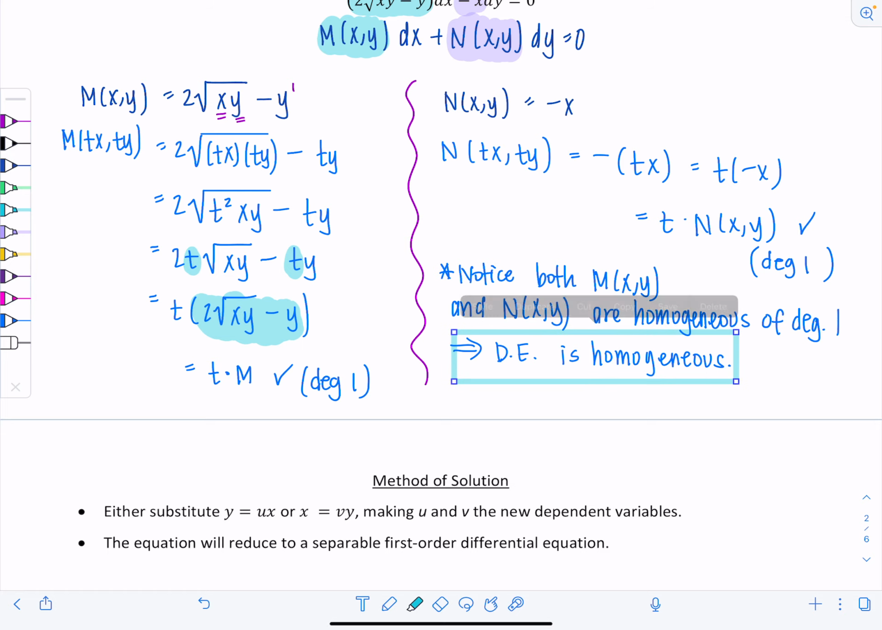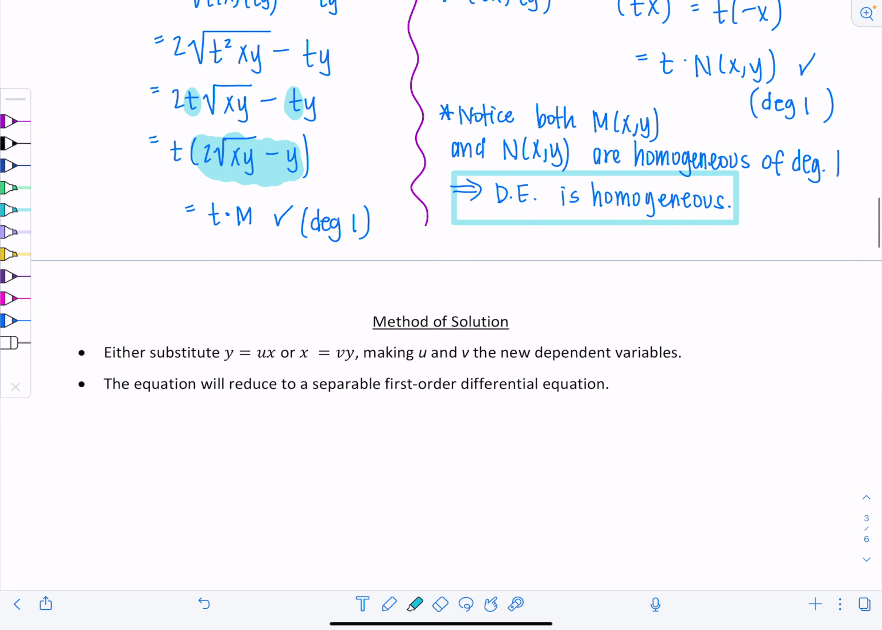Okay, so where's this all headed? Well, don't you want a way to solve these homogeneous differential equations? I'm sure you do. So here's the method. I'm going to walk you through the steps, and then we'll solve a couple examples so you can get the hang of it. And it's a pretty repetitive process. So after you do a few homework exercises, you'll get pretty used to it. Here's the method of solution.